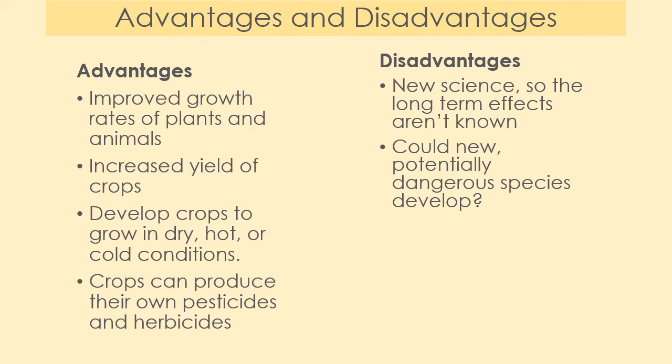There is the potential that we could develop dangerous new species, especially if the genetically modified organisms bred with the wild organisms. For example, with crops, we could get a new plant going, and with animals we could get a new species of animals appearing.